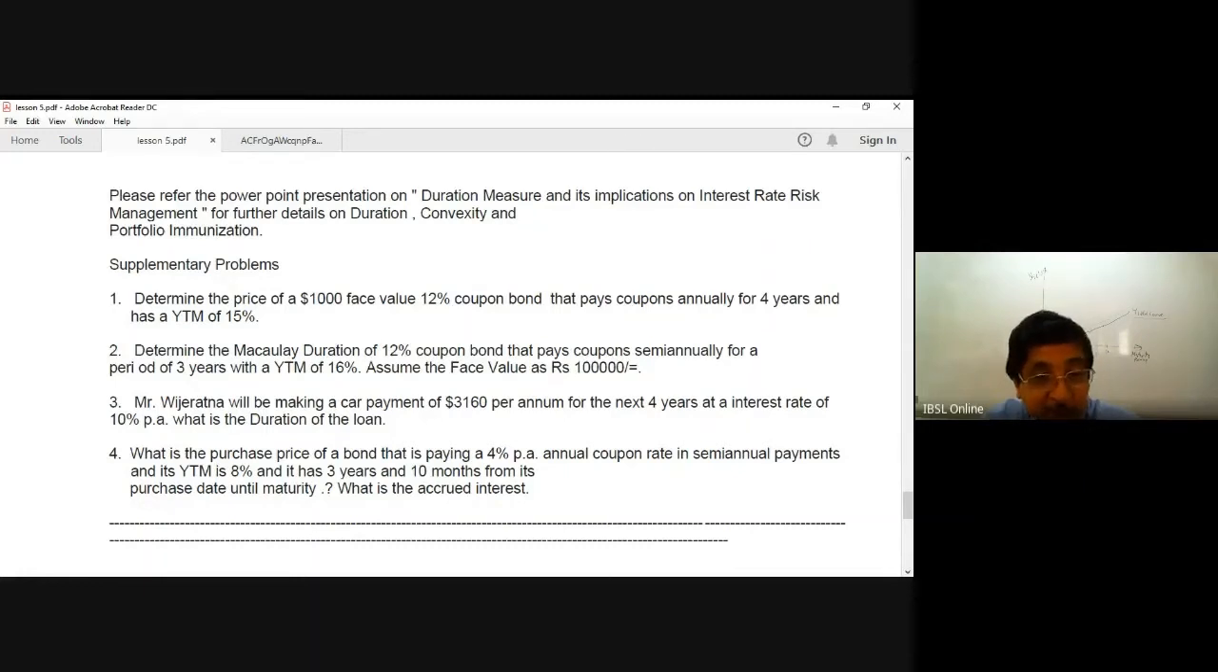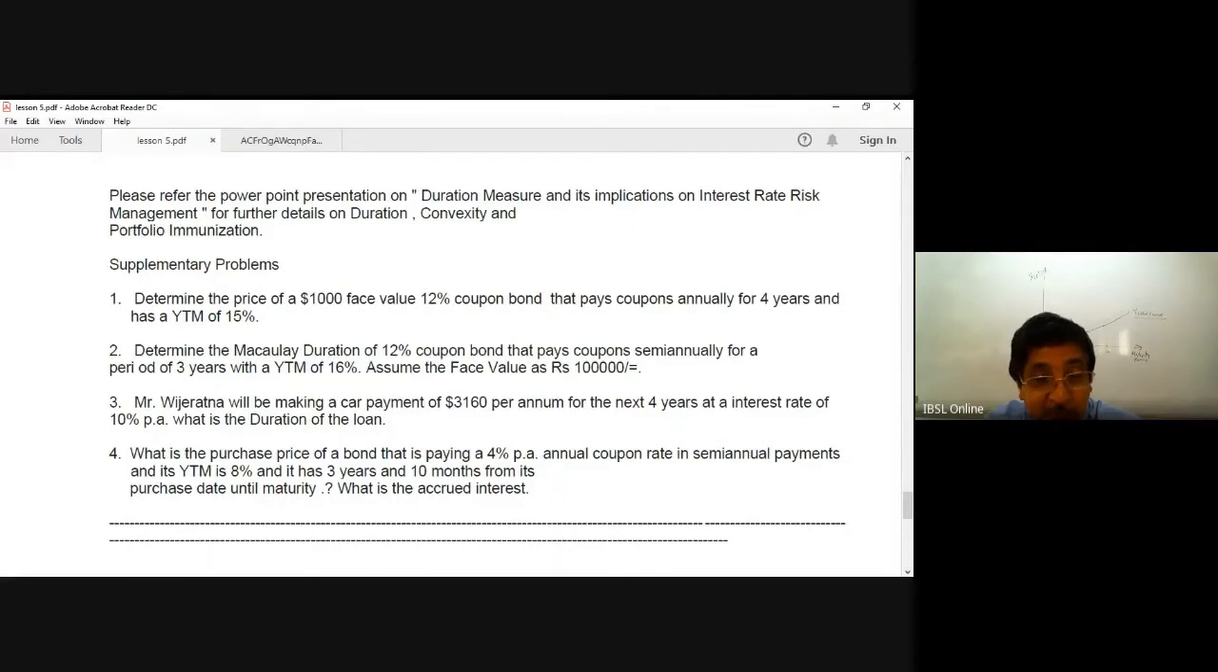First year your cash flow is 3,160, and the present value is 3,160 divided by 1.1. Second year, same cash flow, 3,160 divided by 1.1 to the power 2. Third year, 3,160 divided by 1.1 to the power 3. Fourth year, 3,160 divided by 1.1 to the power 4.